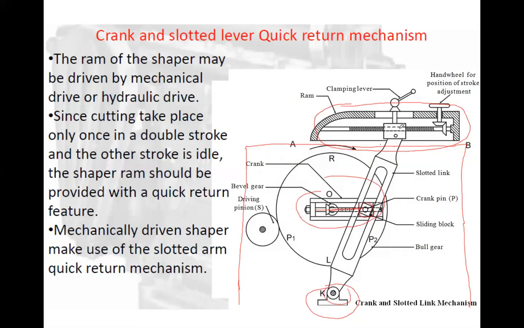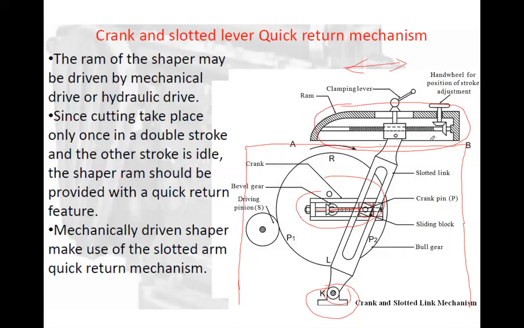So all this mechanism is housed inside the column. That's why we are not able to see this mechanism. We can see only the motion, the oscillations of the ram, when we switch on the machine. So these things are happening inside the column or the housing. Outside, we only see the ram motion.